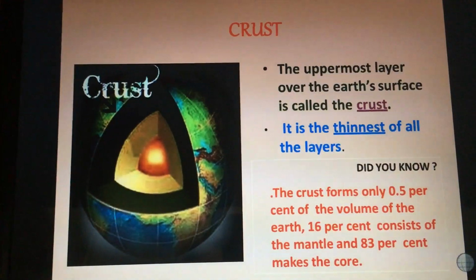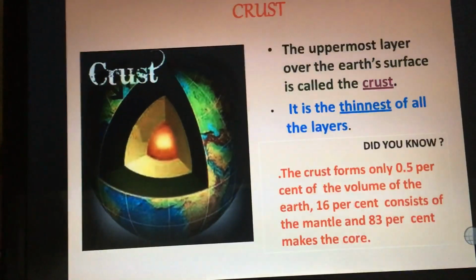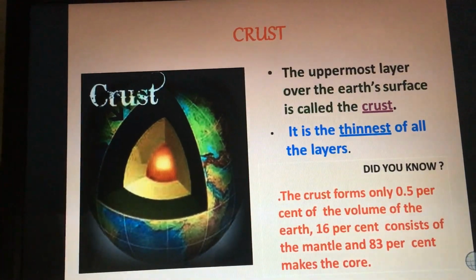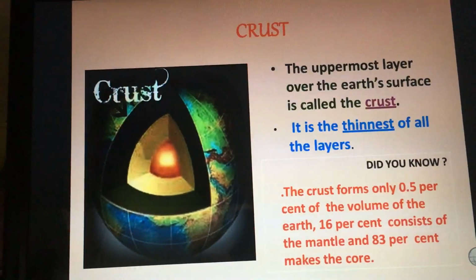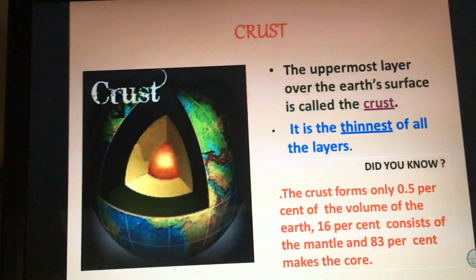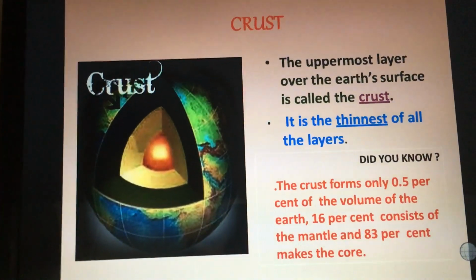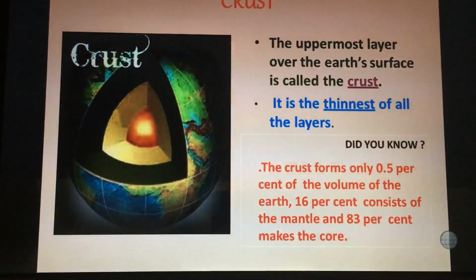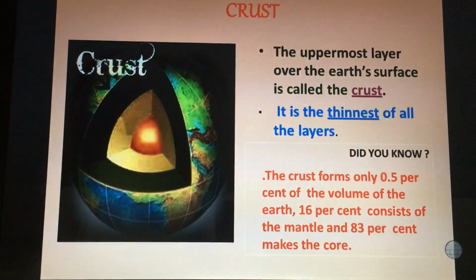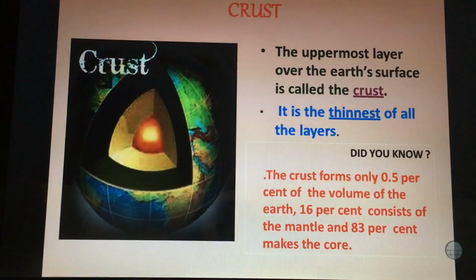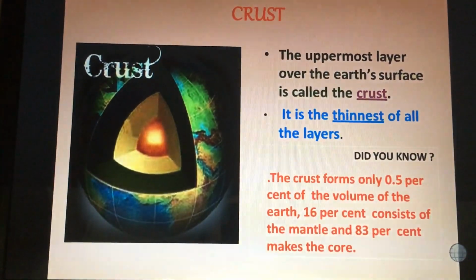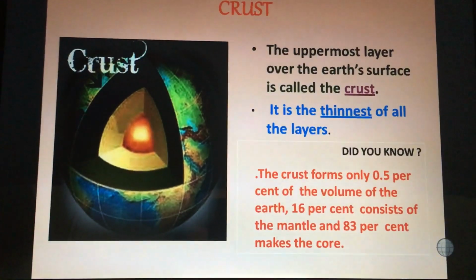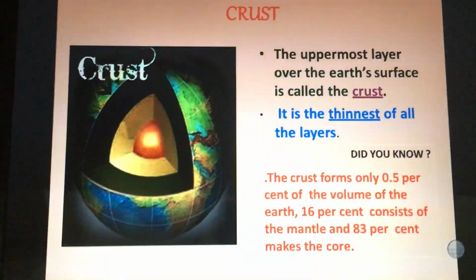Moving up, the first is the crust. The crust is the solid outermost layer. It is also called lithosphere. Remember, we have talked in the previous chapter about lithosphere, and the outer crust has soil in it, and it is the thinnest of all the layers. Some facts related to the crust: it forms only 0.5% of the volume of the earth, 16% consists of the mantle, and 83% makes the core.